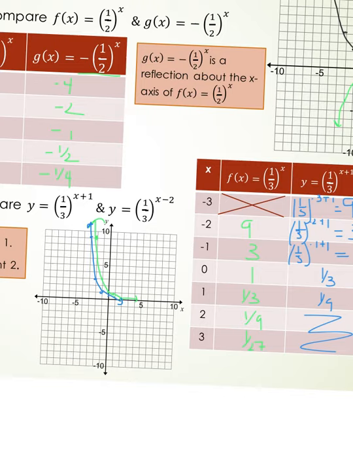And then we'll graph y equals 1/3 to the x minus 2 power. So notice that we will have -1 and 27, which I'm not going to graph. We'll have 0, 9. We will have 1, 3. 2, 1. And then 3 and 1/3.